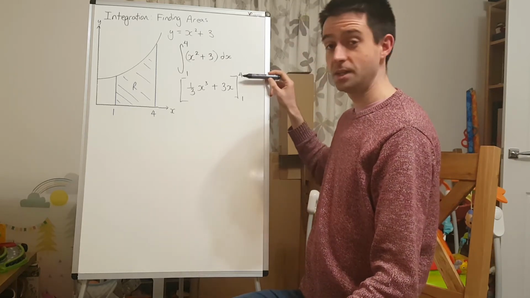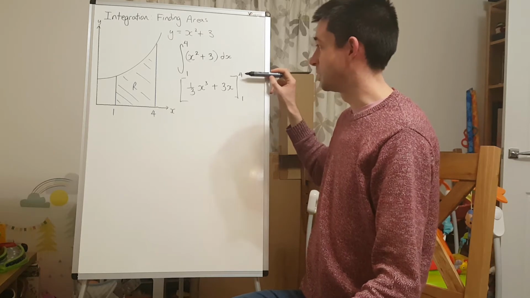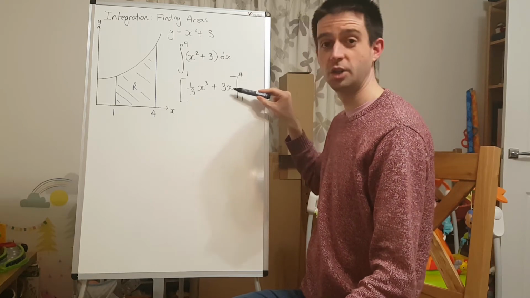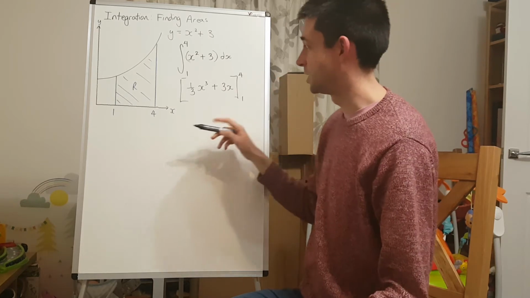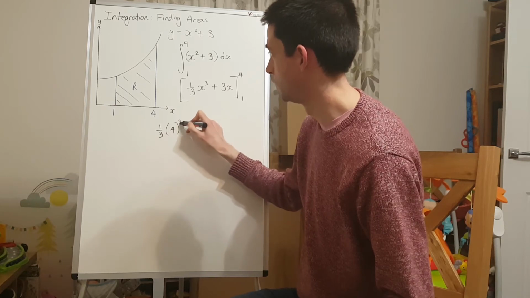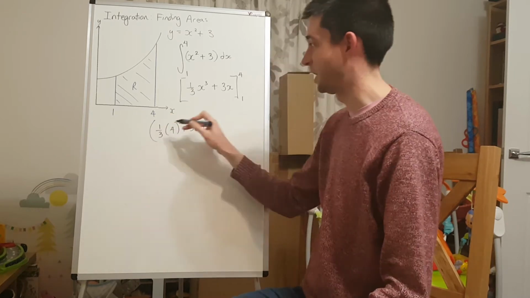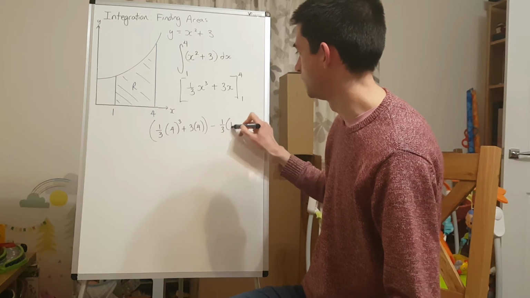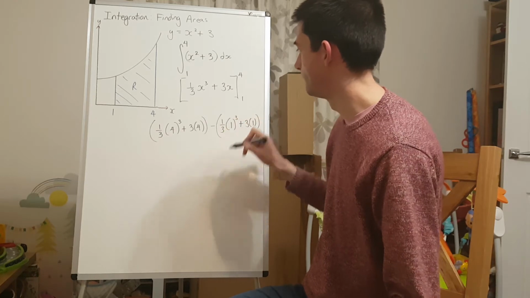We're then going to evaluate this integral between the limits of 1 and 4. And the way that we do that is we substitute in 4 to this expression here, we substitute 1 into this expression, and we find the difference. Now, to show that that is a different stage of the process, we start now using curly brackets. So we've got 1/3 of 4 cubed plus 3 lots of 4 inside a set of curly brackets. That's going to be my first value. Subtract 1/3 of 1 cubed plus 3 lots of 1.